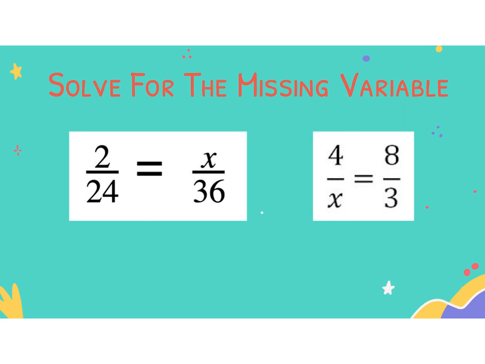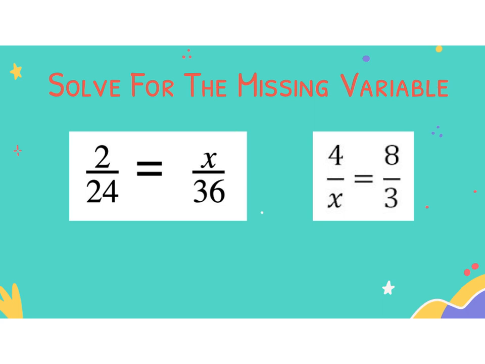The second type of question you will see on your test today are where you're given a proportion and you need to solve for the missing variable. To solve these questions, we will cross multiply, write an equation, and divide on both sides of the equation to get x by itself.